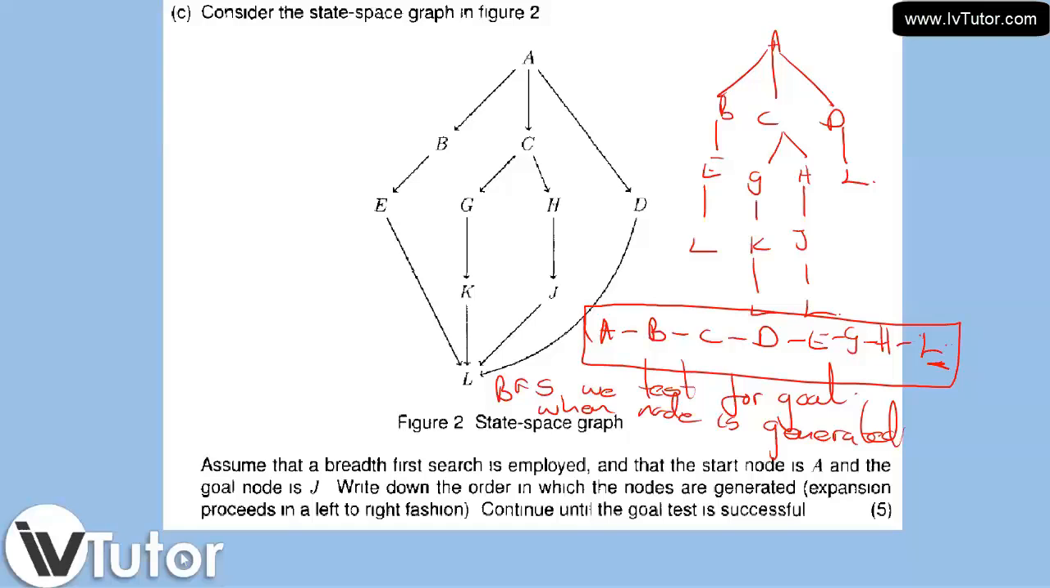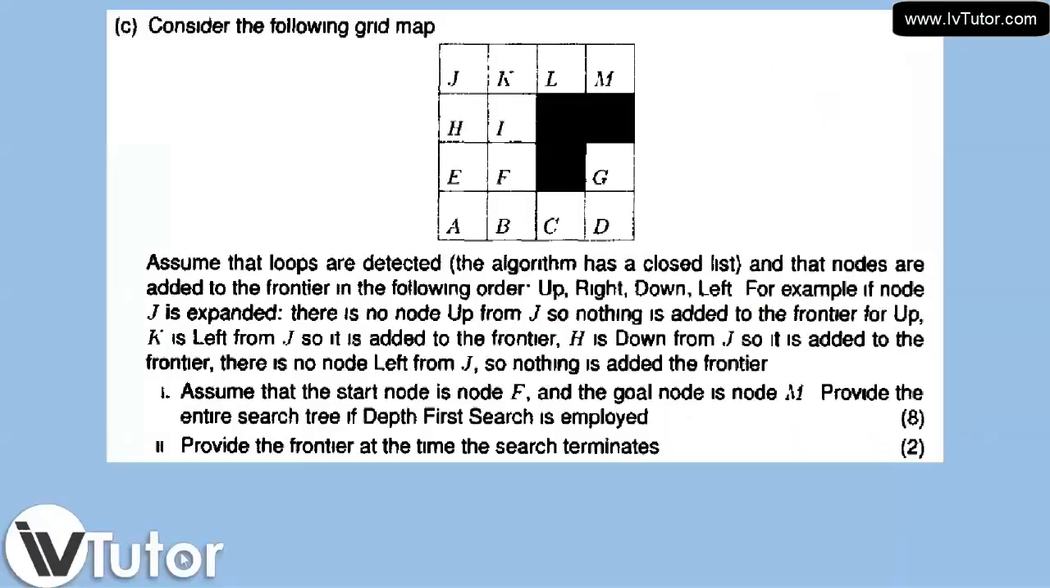Is that fine? Yeah, that's good. Right, then, assume loops are detected and that nodes are added to the frontier in the following order: up, right, down, left.